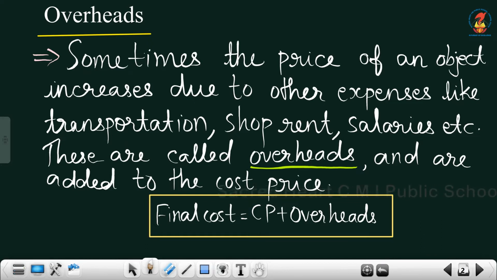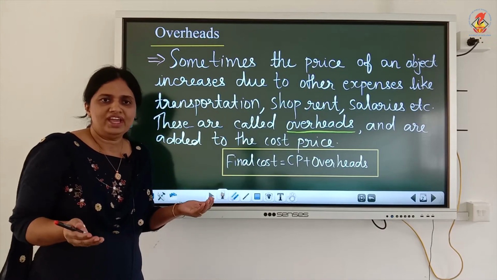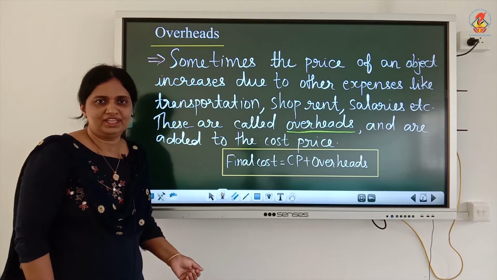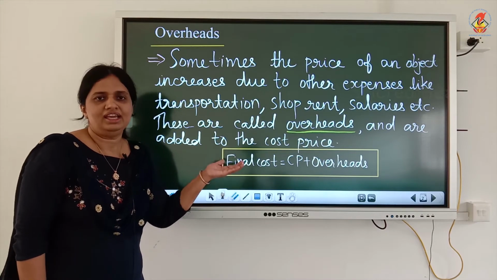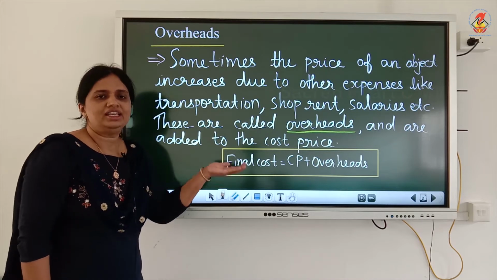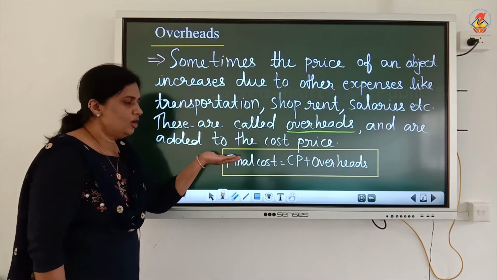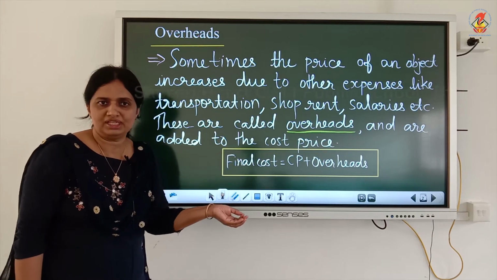Is it clear? If overheads come, then the new term will come, that is called final cost, and the formula for final cost is CP plus overheads. Then I will explain what overheads are. Did you go to a shop, right? Did you see the shopkeeper there? He has so many items for sale. From where did he get all these things? He bought them from somewhere else, like a wholesale shop, and he gets all the things at a lower price only from there.